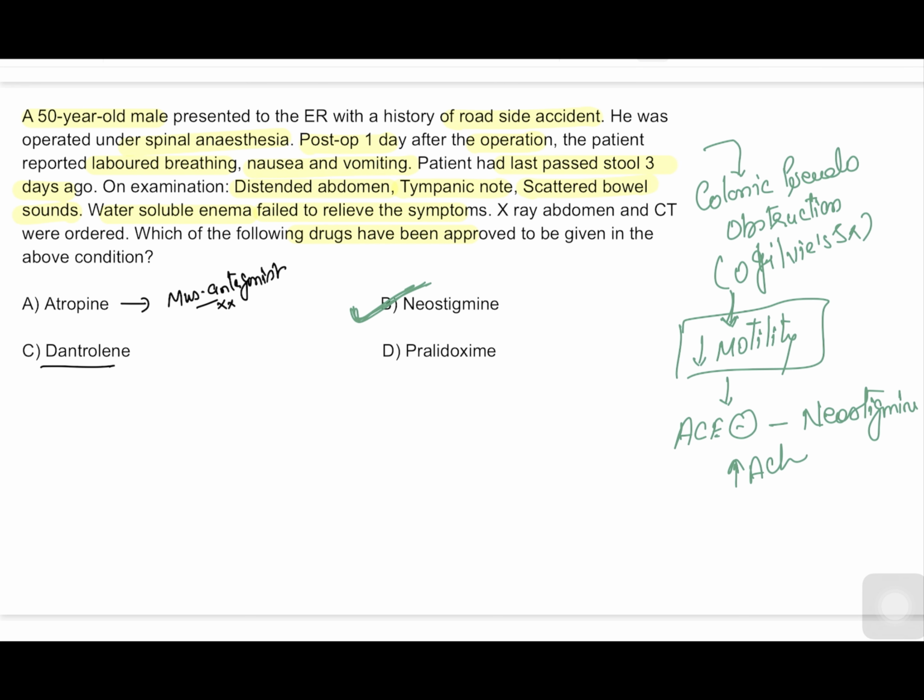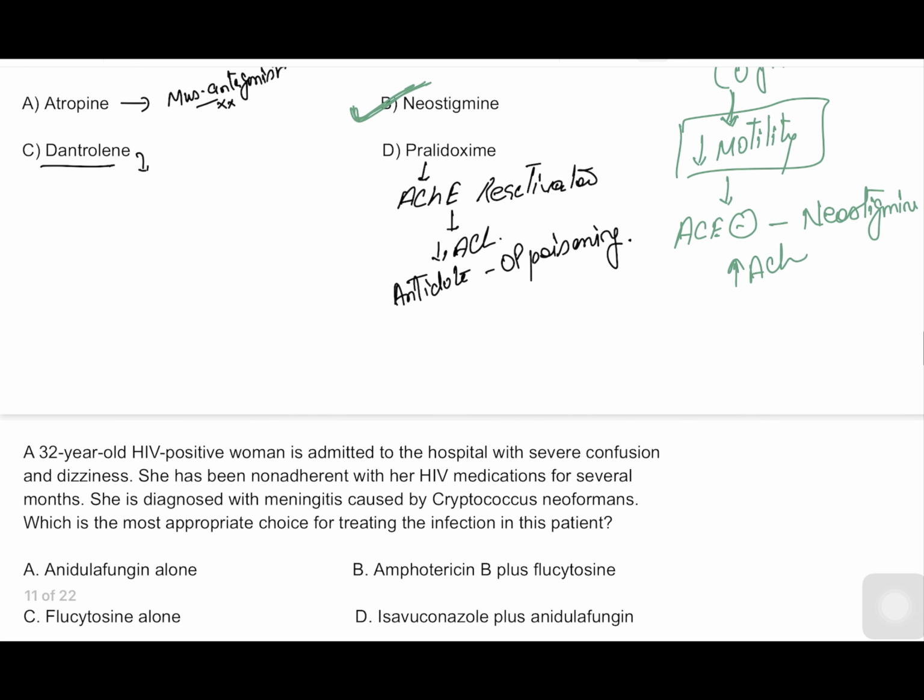Next is pralidoxime. Why not pralidoxime? Because pralidoxime is an acetylcholinesterase reactivator. Reactivator means it will increase the degradation of acetylcholine, so it will decrease the acetylcholine. Dantrolene we are using as it is a direct skeletal muscle relaxant used in hyperthermia and spasticity. Pralidoxime is the antidote for organophosphate poisoning, along with atropine. Okay? So this is the answer for this question.